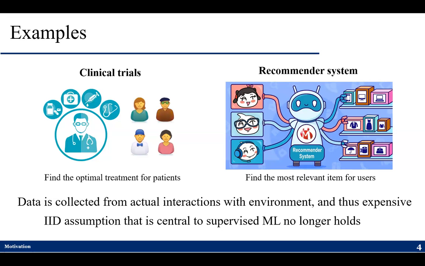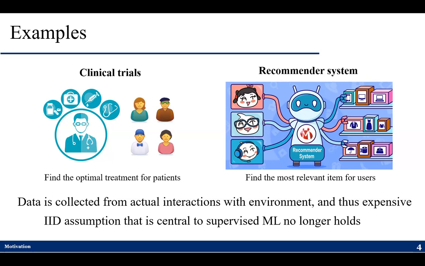So examples of this include things like clinical trials or recommender systems, where this data collection is affected by the decision making in these intelligent systems. So the consequence is that the IID assumption that is crucial for supervised machine learning theory no longer holds. And moreover, for this type of applications, the data needs to be collected from the actual interactions with the environment.